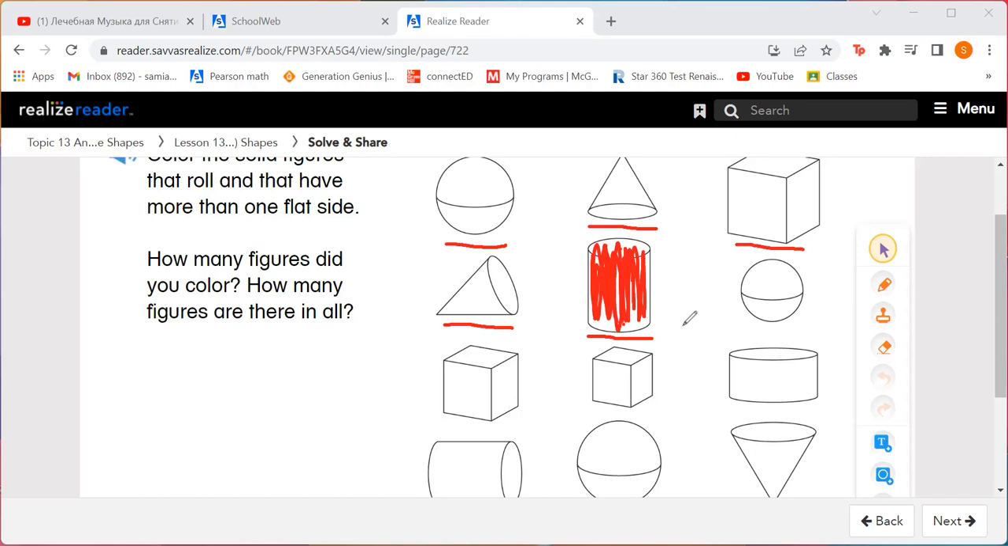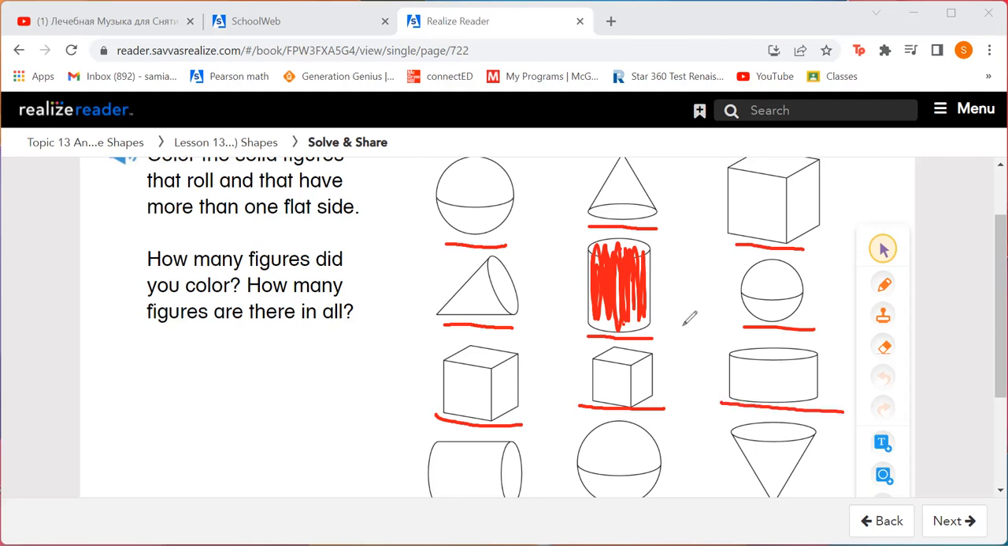All right, let's look at the next object here. What is this? That's a sphere. It does roll, but again, it does not even have one flat side. And we're looking for an object that has more than one flat side. This is a cube. It does not roll. This is a smaller cube. It still doesn't roll.